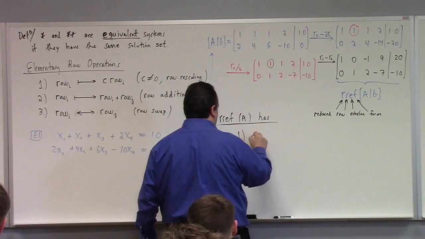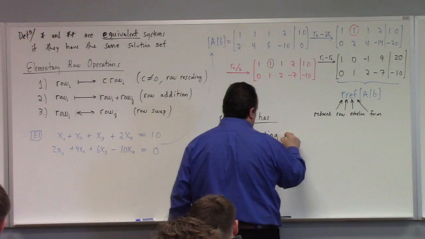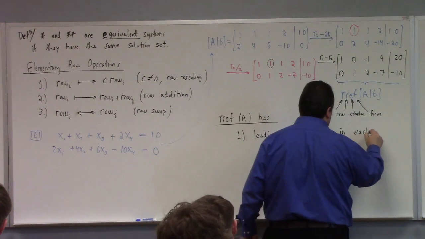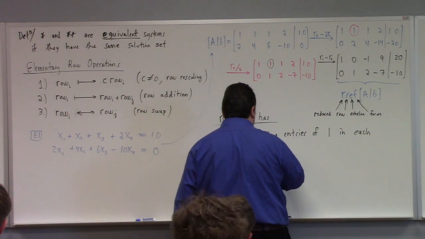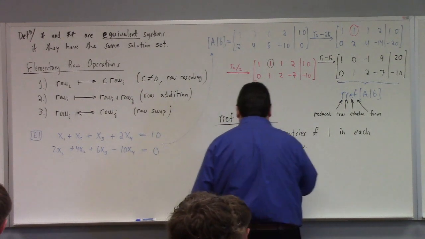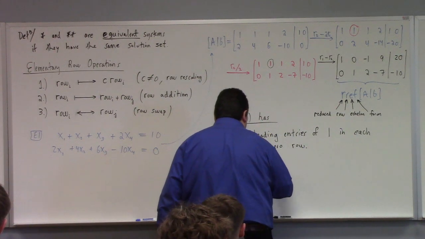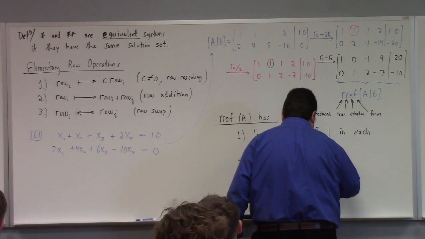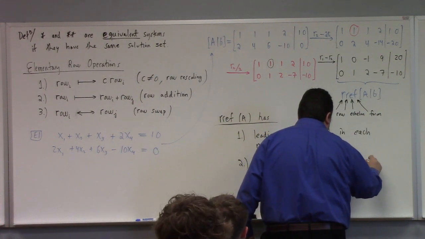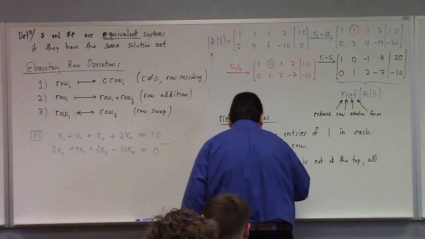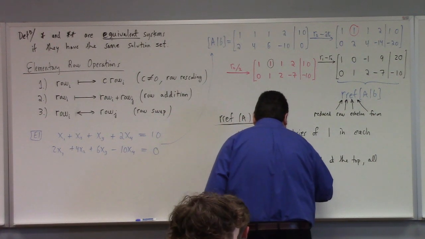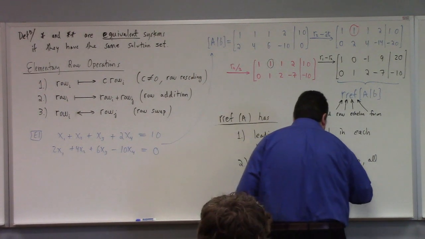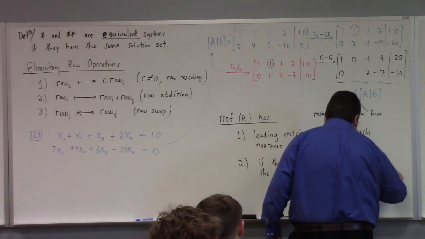number 1, leading entries of 1 in each non-zero row. And number 2, if the row is not at the top, all the entries above a leading one are 0.